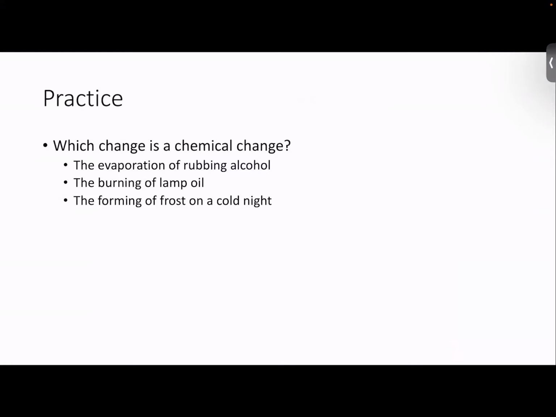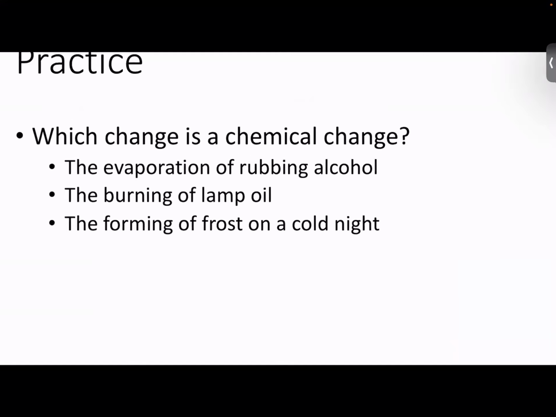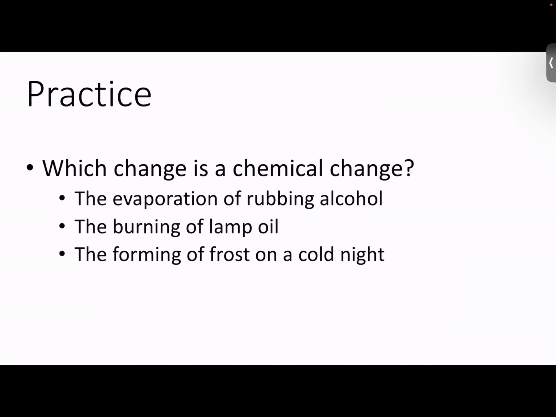So let's just look at an example. Which change is a chemical change up here? The burning of lamp oil. You can't get the oil back once it's burned. Lamp oil typically is converted into some carbon, which is the black smoke that's given off, along with carbon dioxide and water.